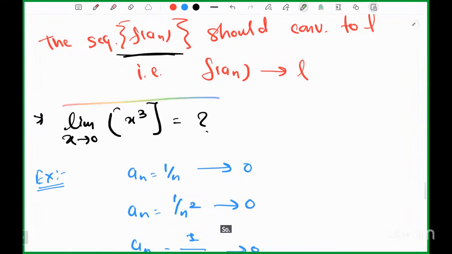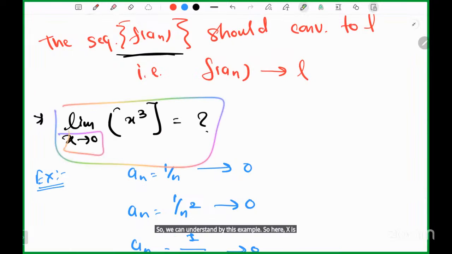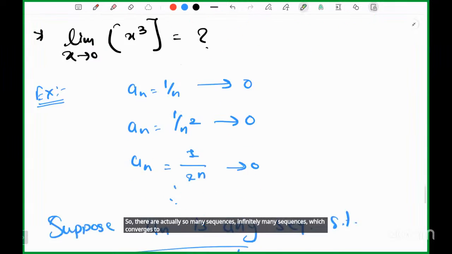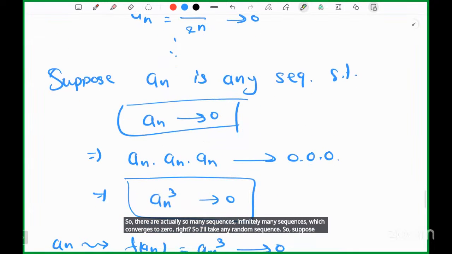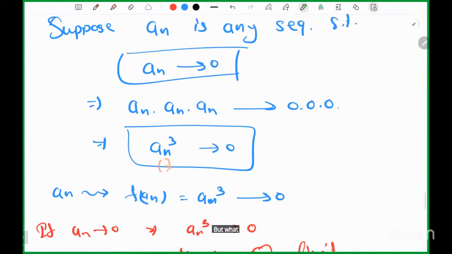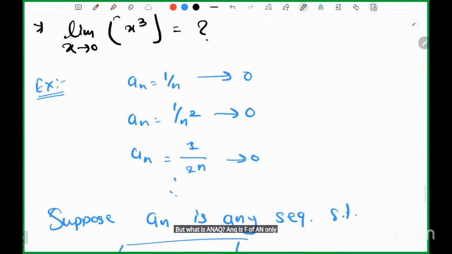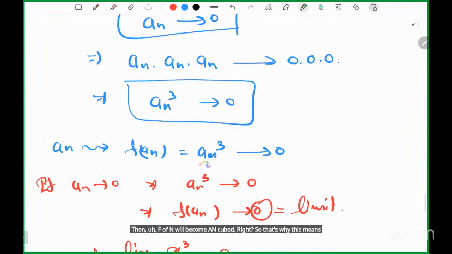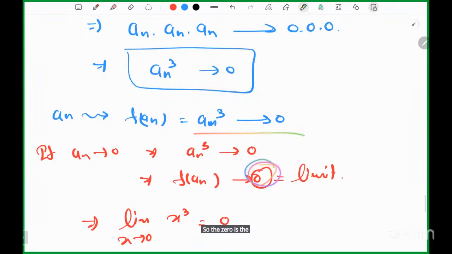So we can understand by this example. Here x is going to 0. There are infinitely many sequences which converge to 0, right? So I'll take any random sequence. Suppose a_n is any sequence which is going to 0. But we know that as a_n goes to 0, a_n cube also goes to 0. But what is a_n cube? a_n cube is f of a_n only, because if f of x is x cube, then f of a_n will become a_n cube. Right? So that's why f of a_n is going to 0. So this 0 is the limit of the sequence.